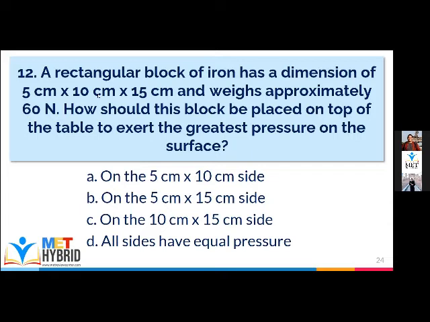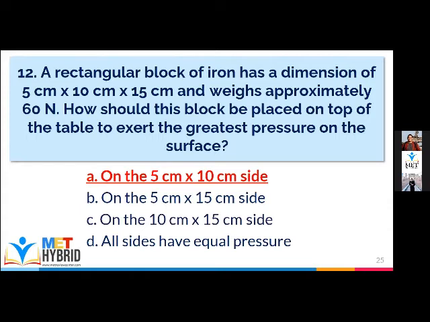May iba-ibang answer, pero most of you are correct. So the answer here should be letter A. Okay. Why A? You have a particular formula for pressure. P is equal to F over A. What do you mean by these letters? Pressure is equal to force over area.